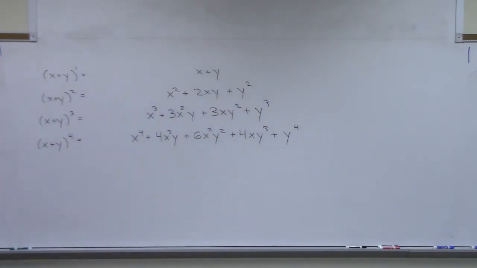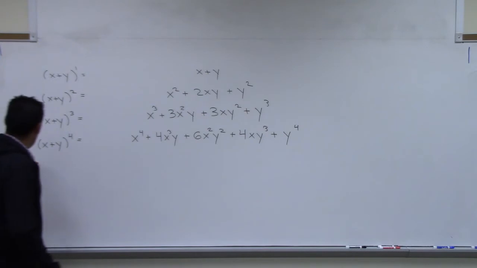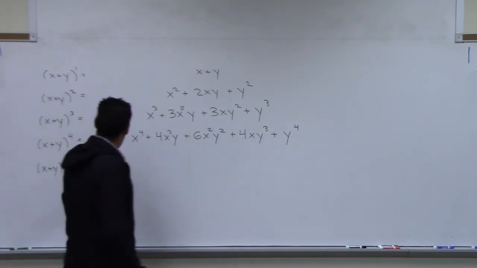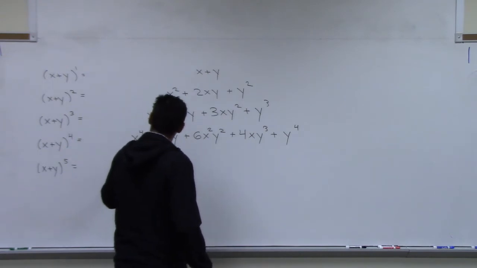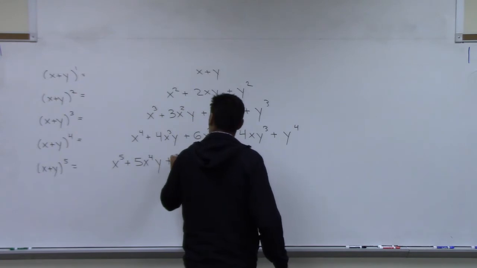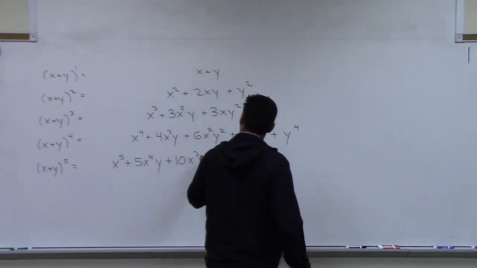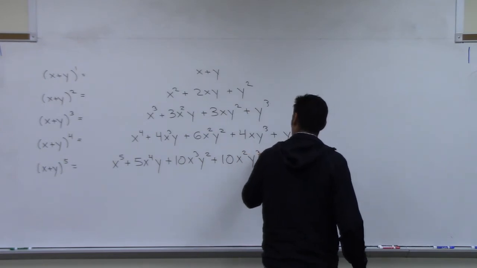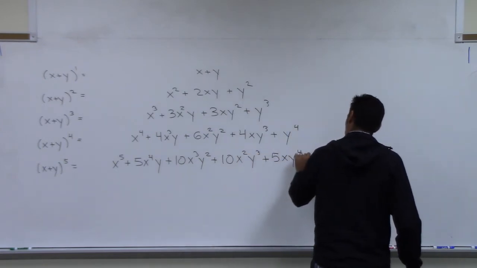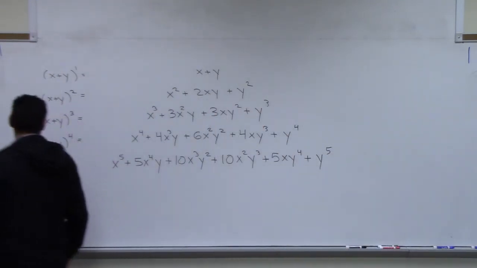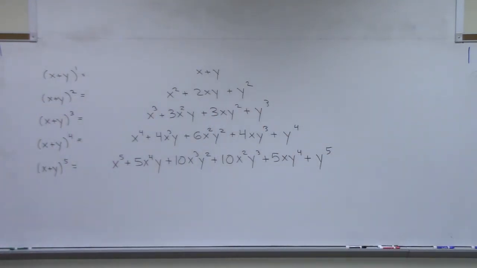All right. I'll go all day. You want me to go? I can do that. X to the fifth plus 5x to the fourth y plus 10x cubed y squared plus another 10x squared y cubed plus 5xy to the fourth plus y to the fifth. So I'm now showing off, right? You want me to keep going? I can tell you right now, I can just go all day long.